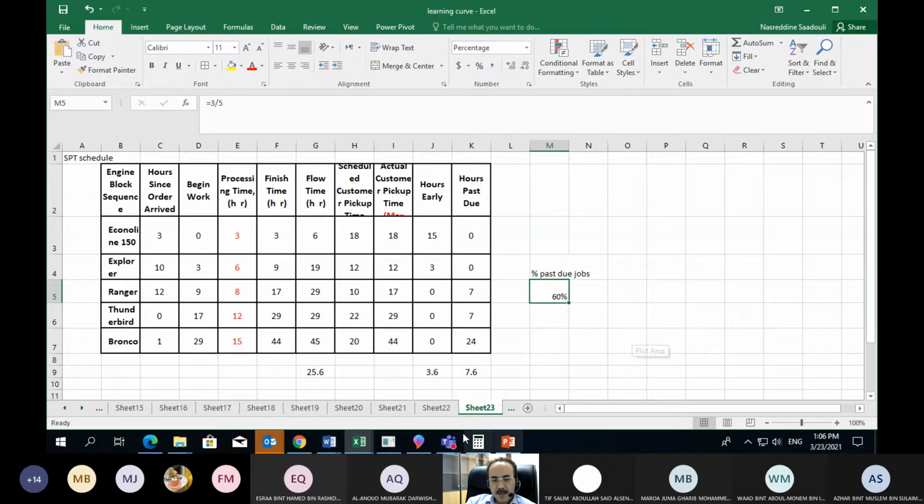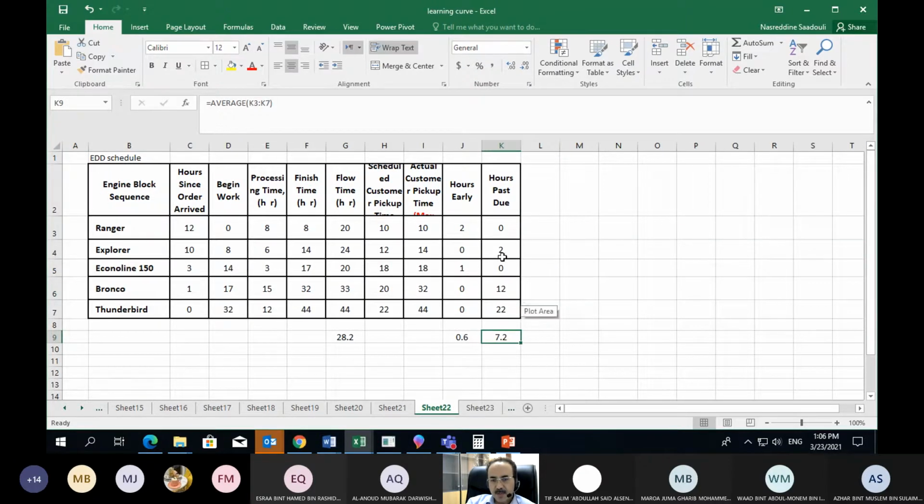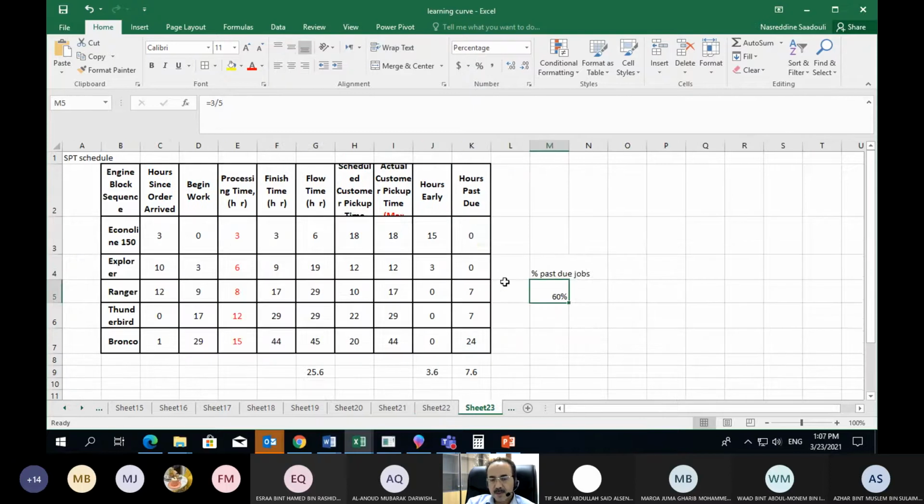All right. How about in the other schedule, the SPT schedule? It's also 3. 1, 2, 3 of the jobs are past due. So it's also going to be 3 jobs divided by a total of 5. So we're going to have, again, 60% of the jobs are past due. All right. So that's what the percentage of past due jobs means.